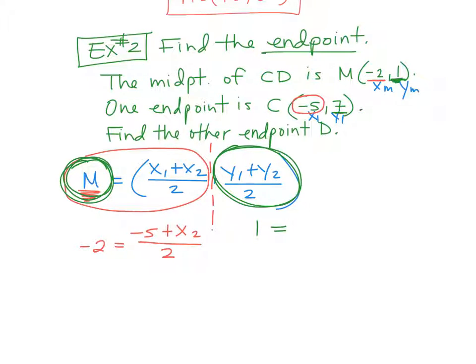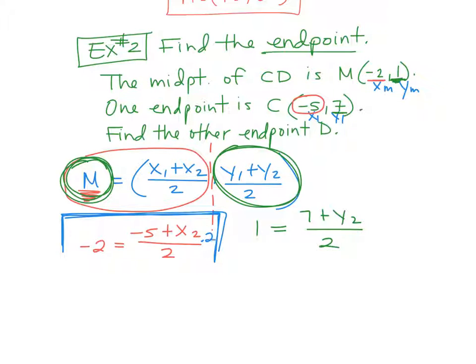That's your 7, right? Plus my Y2 divided by 2. So basically we took the midpoint formula and we cut it in half. We did the X's and we did the Y's, okay? From here, it's algebra. How do you solve this? So what's your first step? If you're looking at this portion of it, what do you do first?